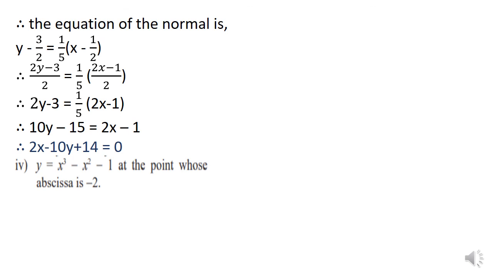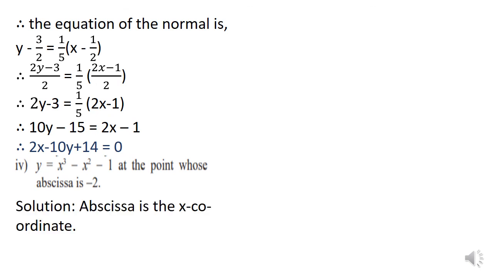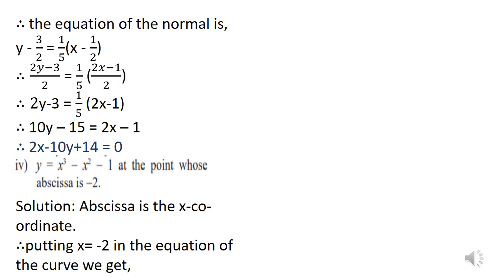Now in the next sum, y is equal to x cube minus x square minus 1 at the point whose abscissa is minus 2. Now what is abscissa? Abscissa is the other name for x coordinate. So remember, ordinate means y coordinate and abscissa means x coordinate. So here x is equal to minus 2.